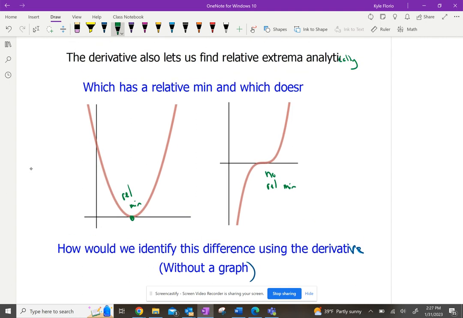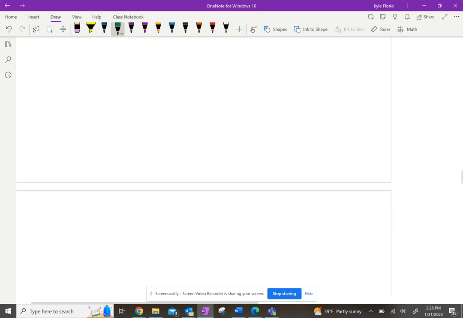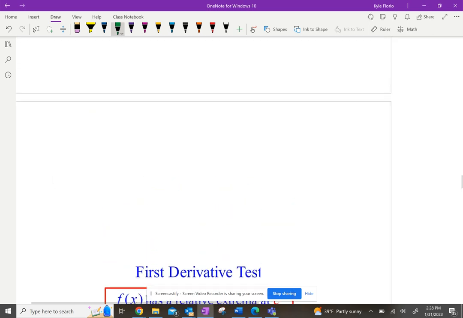So if I didn't give you a graph, in both of these situations, let's say this is 1, 2, 3, 1, 2, 3. In both of these situations, f prime of 2 equals 0. But in this case, we don't have a min. In this case, we do have a min. They're both critical numbers, but one of them is a relative extreme and one of them isn't. How could we figure that out?